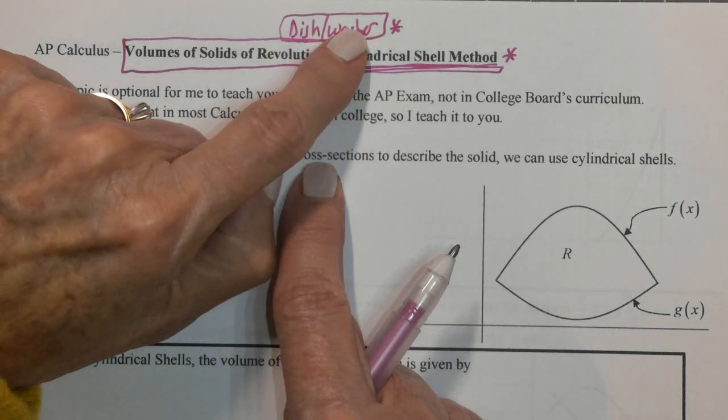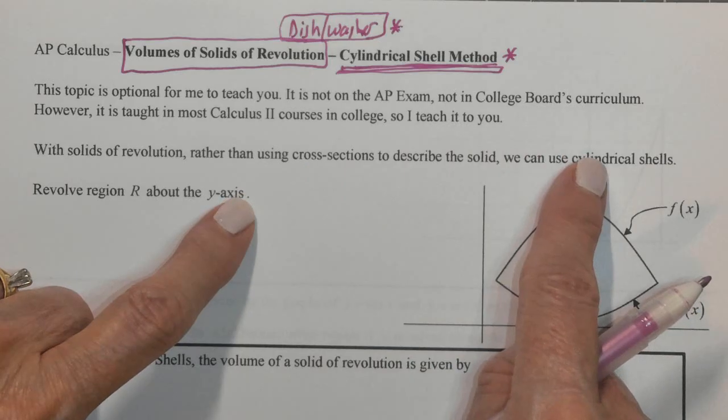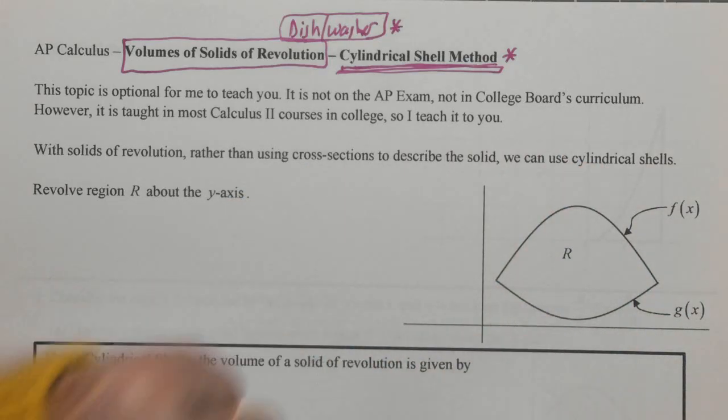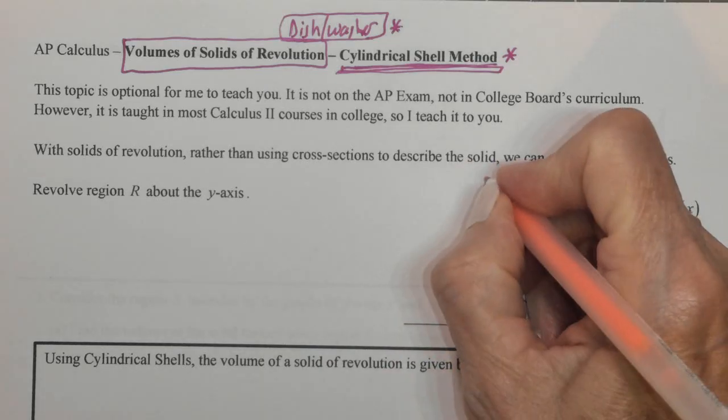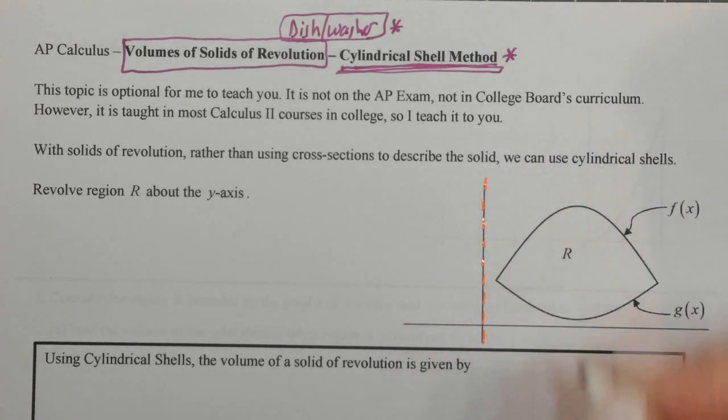With solids of revolution, rather than using cross-sections, which would be the disc and washer method, rather than using cross-sections to describe the solid, we can use cylindrical shells. Let me show you what I mean. Let's revolve this region around the y-axis. So we're going around the y-axis. Going around the y-axis, so just like always, I'm going to put a dashed line on our axis of revolution.